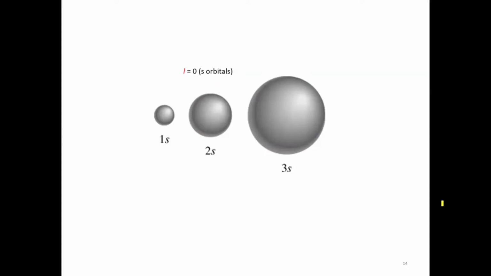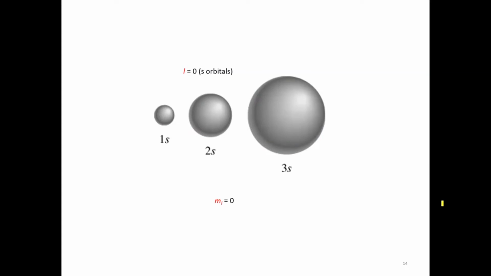from 1 to 2 to 3. Notice also that because L equals 0, the value of ML, the magnetic quantum number, has to be 0 also. In other words, anytime you have any s orbital in any shell, 1, 2, 3, there's only going to be one of those s orbitals.